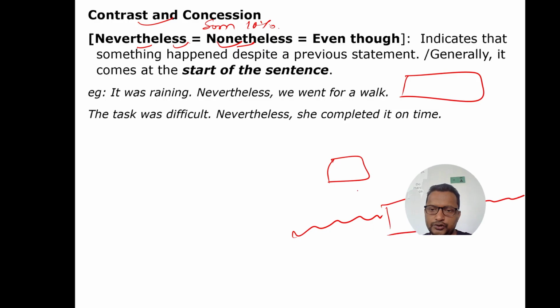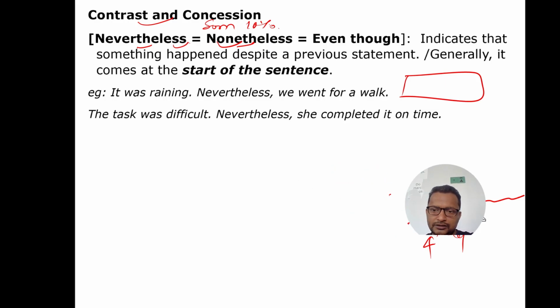Then in that context you use nevertheless, nonetheless, or even though, right? So basically all these are the same thing. If there is a 4th option except nevertheless, nonetheless, and even though, then the 4th option would be the correct one. Okay, so it shows the contrast or concession.